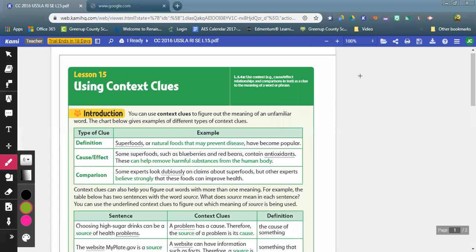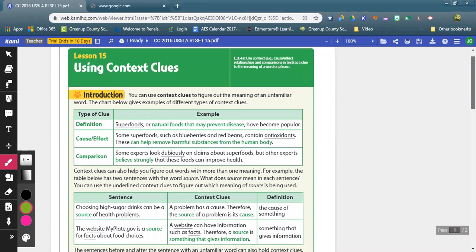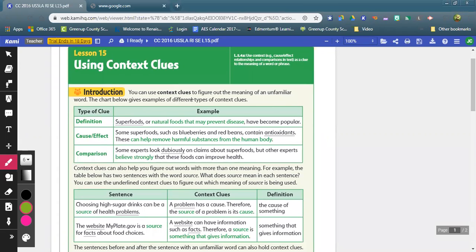All right, guys, we are once again looking at context clues today. I'm just going to read the introduction here about our lesson. You can use context clues to figure out the meaning of an unfamiliar word. The chart below gives examples of different types of context clues. We reviewed context clues in a previous lesson. Now we're going to get a little bit more in depth.